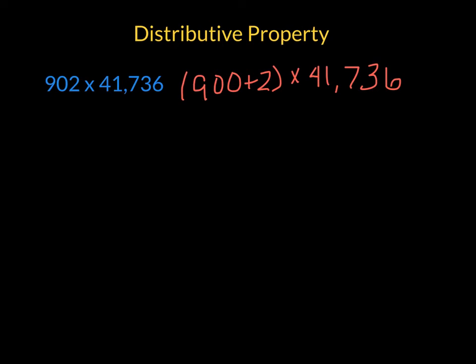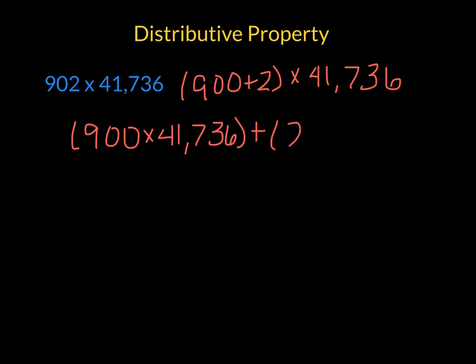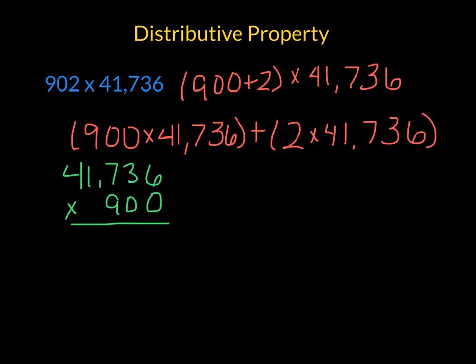So we would write 900 times 41,736 plus 2 times 41,736. Now I'm going to multiply 900 times 41,736. I'm going to multiply the short way and only put down the 2 zeros to show that I'm now multiplying by the hundreds place.